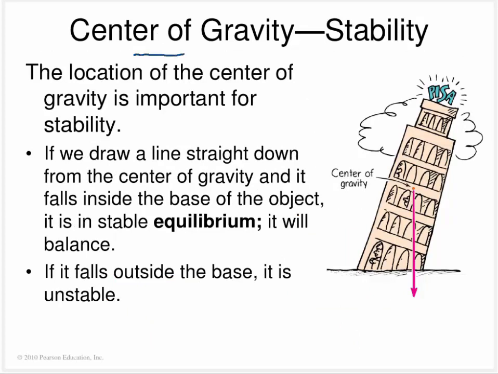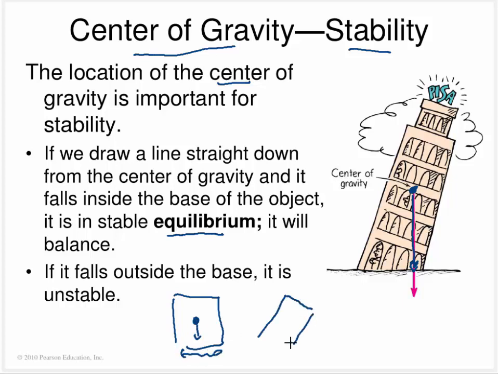One important consequence of the center of mass, or gravity, is this idea of stability. As long as the center of mass, or the center of gravity, is located within the footprint of an object, then it's going to be in stable equilibrium, which means it's not going to fall over. Take, for example, the Leaning Tower of Pisa right here. The center of gravity is just right around about there. It falls within the footprint, and so the Leaning Tower of Pisa is not going to fall over. We could take another object and say that the center of mass is going to be right there. Obviously the center of mass falls within this footprint, so it's not going to fall over.